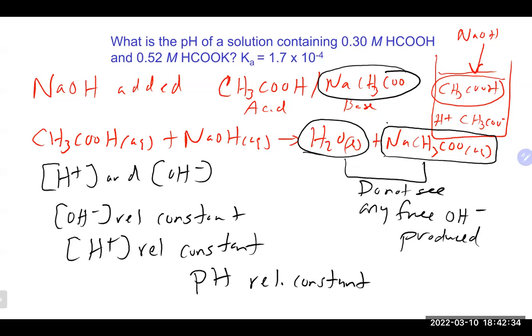Again, I say relatively constant because if you stuck the pH meter in there, you would see the pH go up a little bit. So in this case, maybe we start at 4.74, maybe it goes up to 4.95, something like that, but it won't go from 4.74 all the way up to like a pH of 12 when you add the base to it. So this is really how a buffer functions.